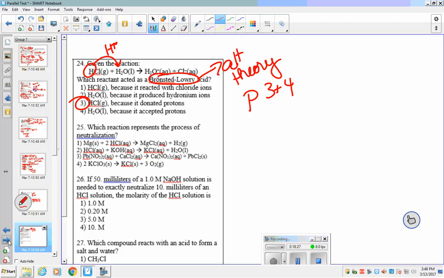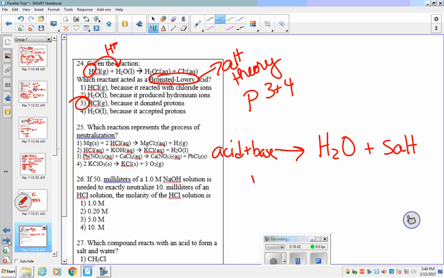Which of the following represents neutralization? Whenever you neutralize something, you always remember, write a water and a salt, okay? So it's an acid plus base makes water plus salt. We covered this on page 11 if you need to look back on it.